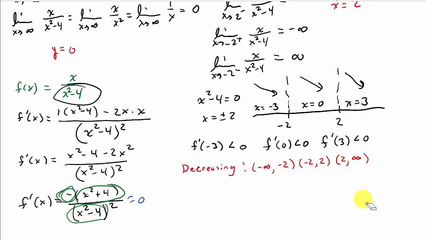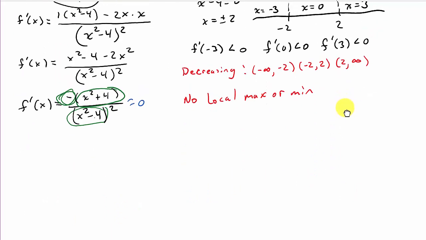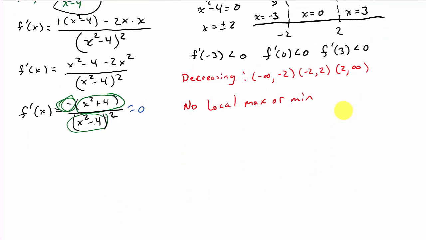Okay? All right. And then, well, we can go ahead and write here, no local max or min. Okay? So there's no local max or min. All right. So that wasn't too bad. So now we've got to do concavity. Okay? Where is it concave up? Concave down. Erase those. So to do that, I need the second derivative.